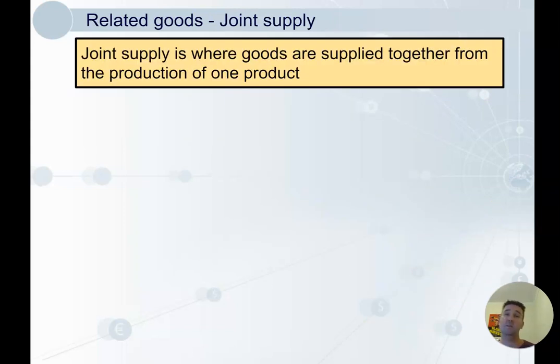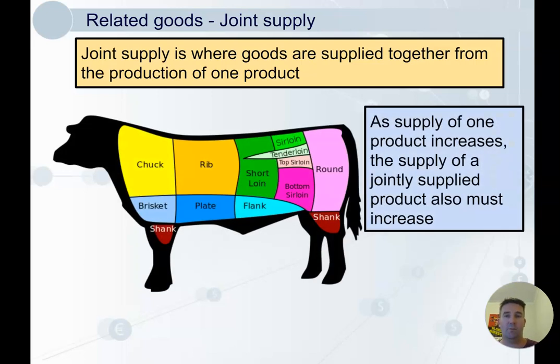Okay, related goods. This was in demand as well, wasn't it? But here it's quite different. Joint supply. So joint supply is where goods are supplied together, so two different goods are supplied together from the production of one product. So, for example, this is the best example, I think. A cow, you have all these different cuts of meat from one cow. So if we increase the supply of one, we also have to increase the supply of another.